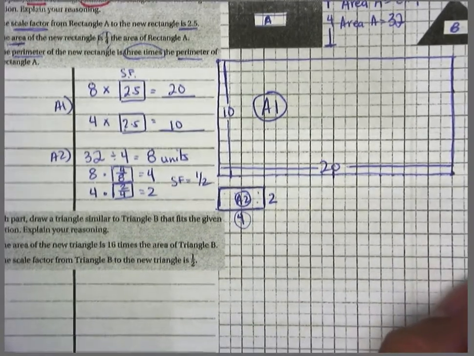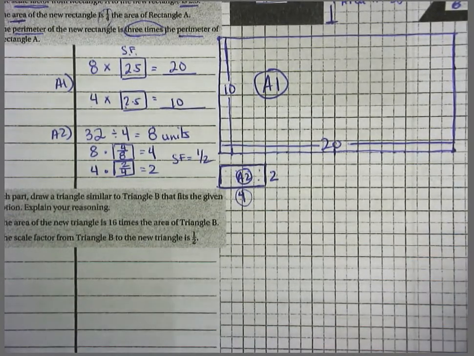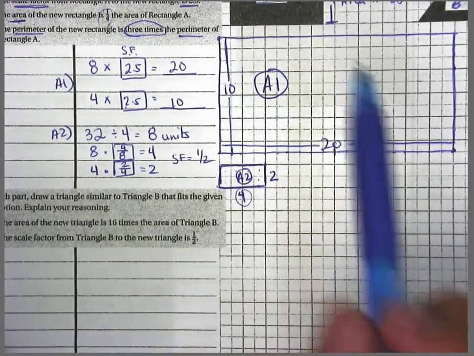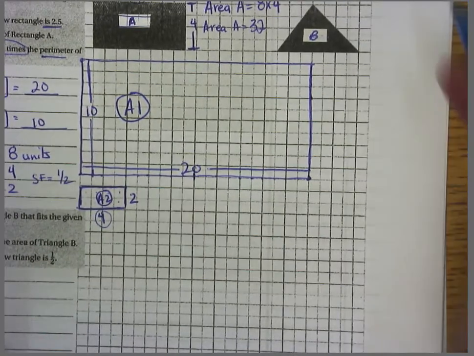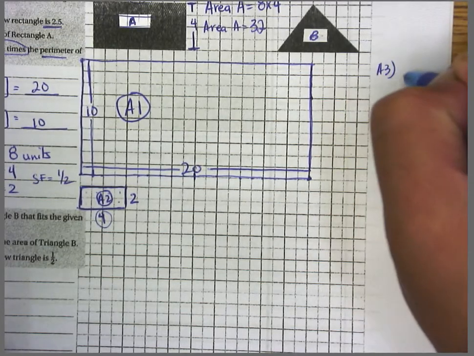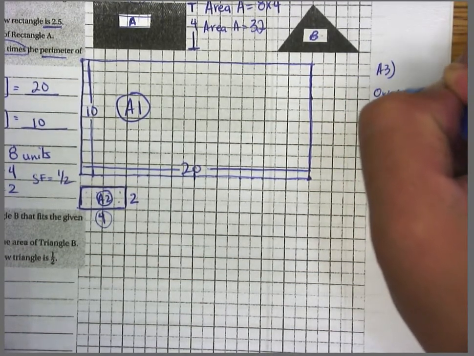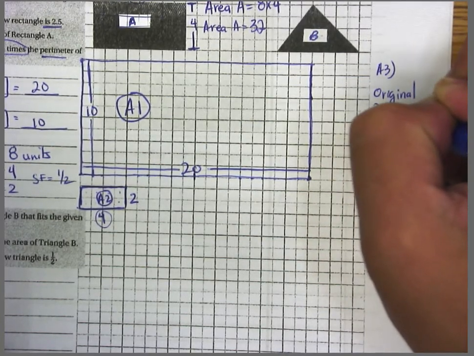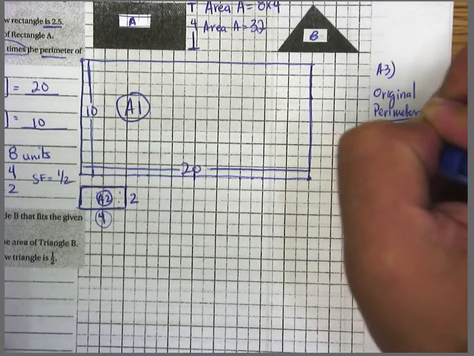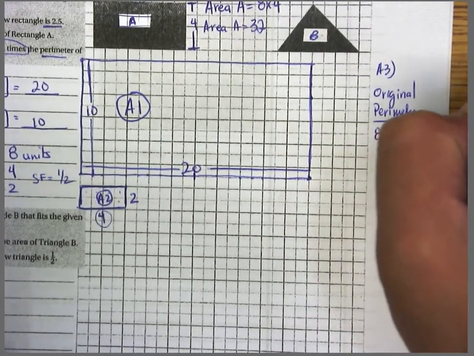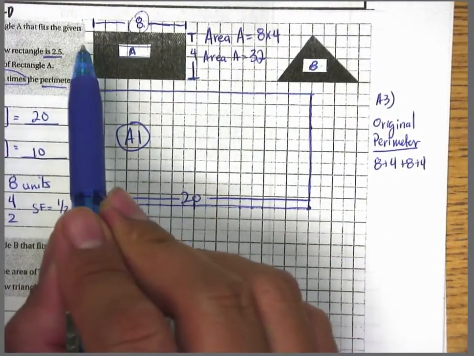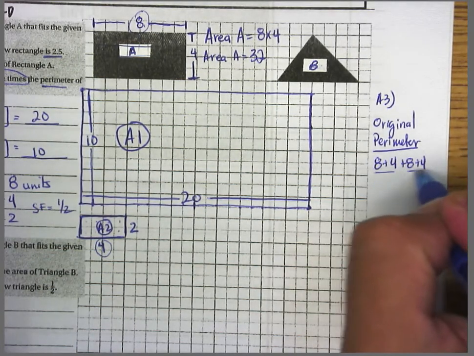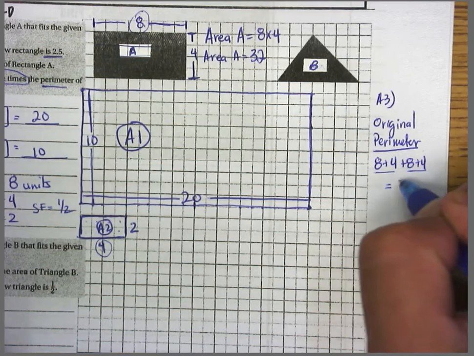Okay, so if you're playing the video now, you've already given a shot or you aren't sure what to do. So the original perimeter, I'm running out of space here, so I'm going to write it off to the side. A3. The original perimeter is 8 plus 4 plus 8 plus 4, all the way around, which gives me 12 plus 12, which gives me a grand total of 24 units.